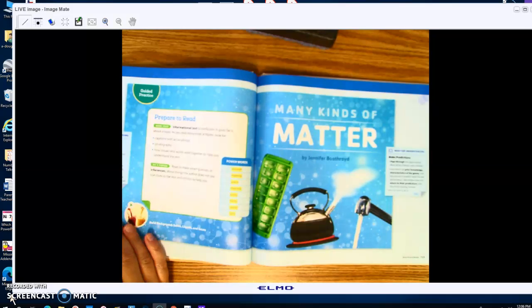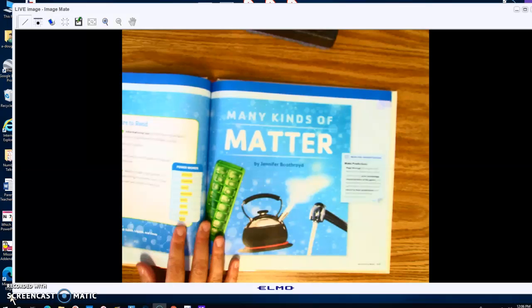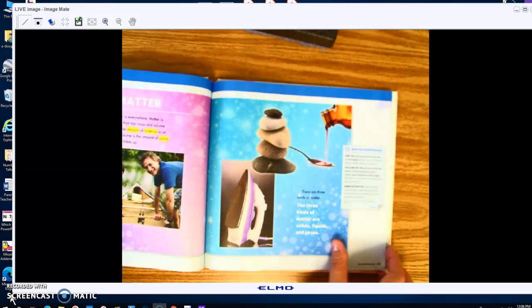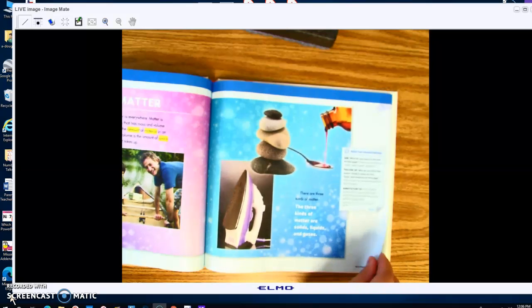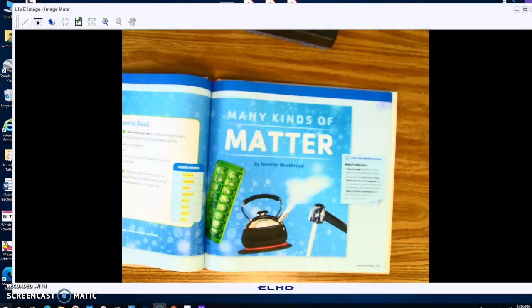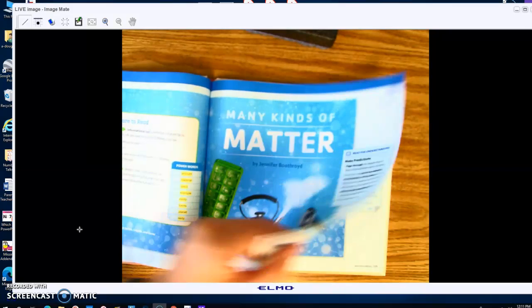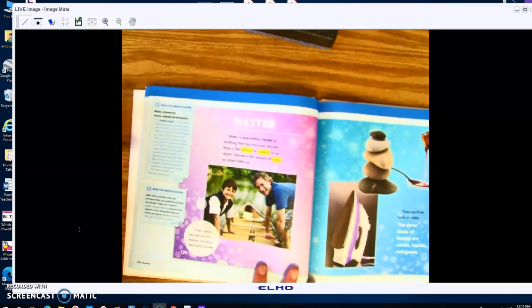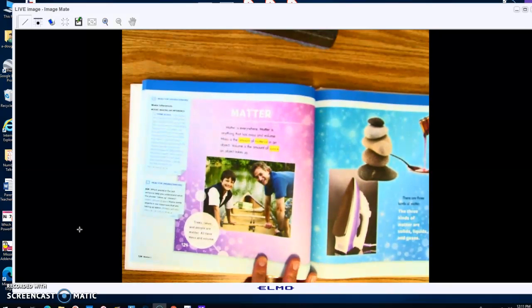So I want you to just quickly look through the book and see if there's something you recognize or something that you think this story is going to be about. So just go through the story and see if you can make any predictions about what it's going to teach us or any inferences. Okay, Many Kinds of Matter. Turn the page. Matter. Matter is everywhere.